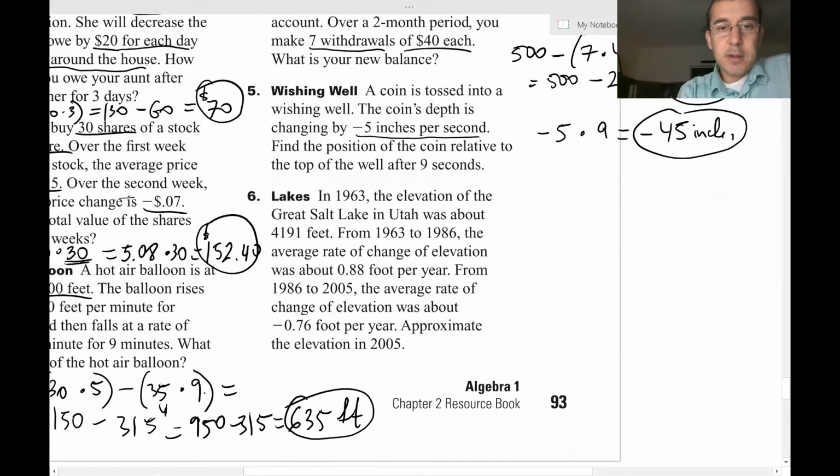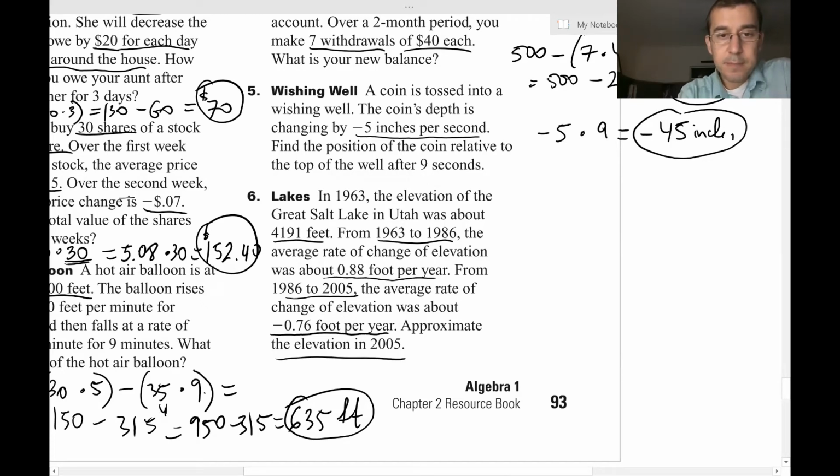Lakes. In 1963, the elevation of the Great Salt Lake in Utah was about 4191 feet. From 1963 to 1986, the average rate of change of elevation was about 0.88 foot per year. From 1986 to 2005, the average rate of change of elevation was about minus 0.76 foot per year. Approximate the elevation in 2005.